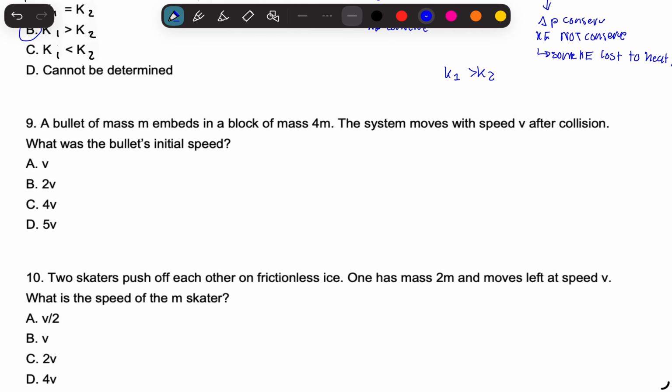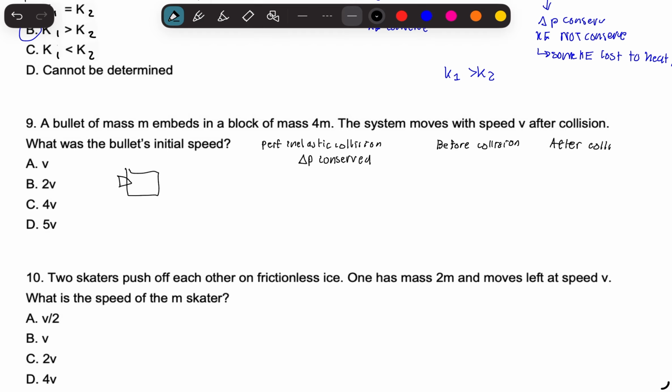A bullet of mass m embeds in a block 4m. The system moves with a speed v after the collision. What was the bullet's initial speed? So we're going to use conservation of momentum because this is a perfectly inelastic collision. Because when the bullet gets stuck in the block, they become one object and they stick together. And in any type of collision, you always have the momentum conserved. So that means we can split this into before the collision and we can also split this into after the collision.